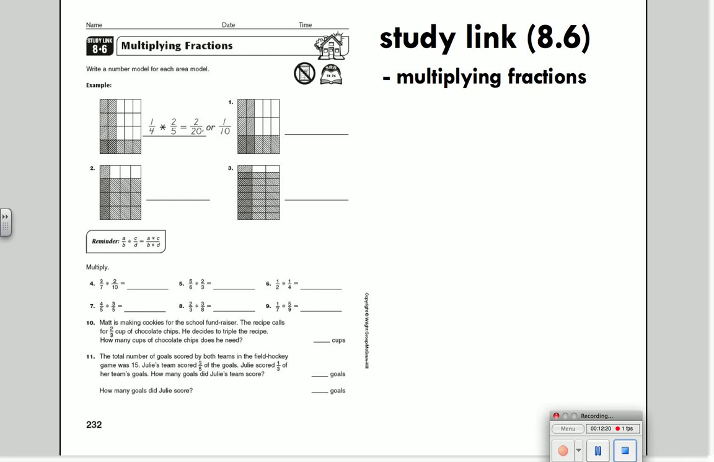Our title of this study link is Multiplying Fractions. They likely are going to have you somehow multiply some of the fractions in these problems. Number 11 is a little more complicated, but you should be able to do 10 and think through number 11 with your partner, and I bet you'll get it. Good luck.